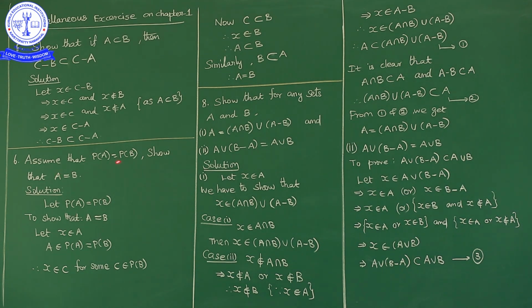Assuming that the power set of A is equal to the power set of B. What is the power set of A? The power set of A is the set of all subsets of set A. The power set of B means the set of all subsets of B. If the power set of A is equal to the power set of B, show that set A is equal to set B. What is given? The set of all subsets of A and the set of all subsets of B are both equal. We have to prove that set A is equal to set B. This is the given condition, we have to prove that A is equal to B.